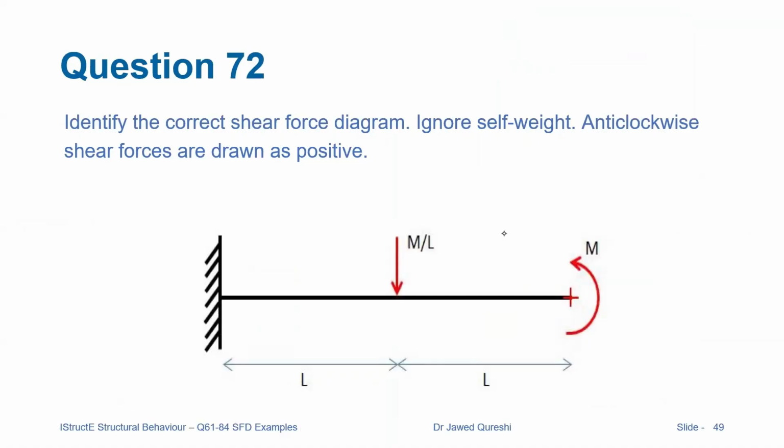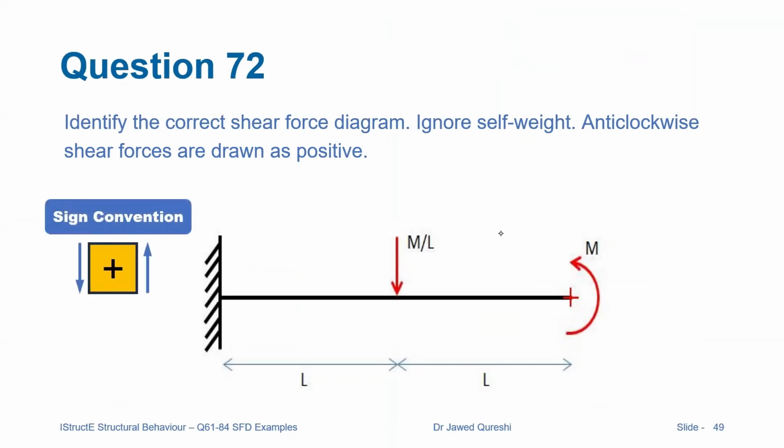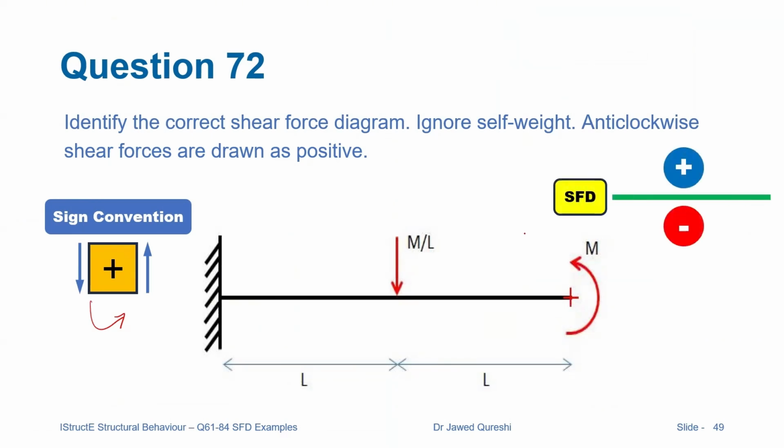Let me move to this question. Identify the correct shear force diagram. Ignore self-weight, and anti-clockwise shear forces are drawn on the positive side. This is the sign convention which I will be using, meaning anti-clockwise forces are positive, and this is how we draw it on the diagram: positive upwards and negative forces downwards.